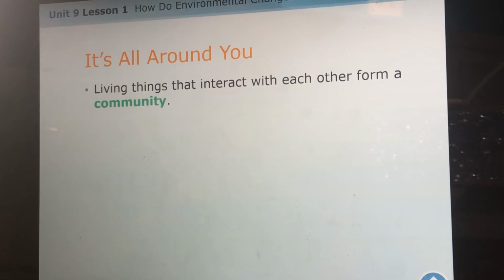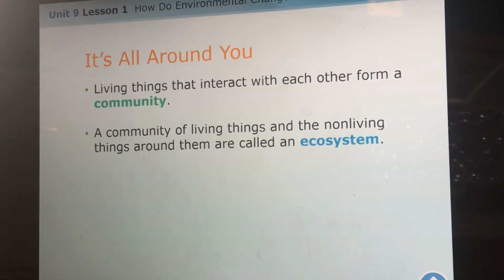Living things that interact with each other form a community. So if you noticed, an environment involves living and non-living things, whereas a community involves only living things. A community of living things and the non-living things around them are called an ecosystem.